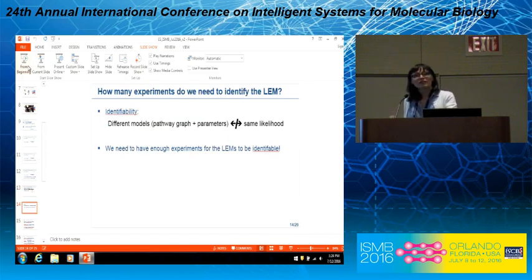So now, once we have introduced these models, some interesting questions arose. One of them was about identifiability. Let me just remind you that for identifiable models, if you have two different models, so for us this means different pathway graphs, different parameters, they cannot have the same likelihood. Then they are identifiable. So intuitively you can think, okay, we need to have enough data from which we infer the models for them to be identifiable. So the question is, how many experiments do we have to do for the LEM models to be identifiable?